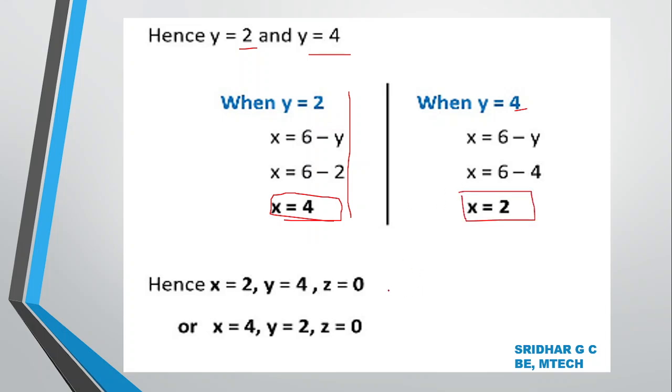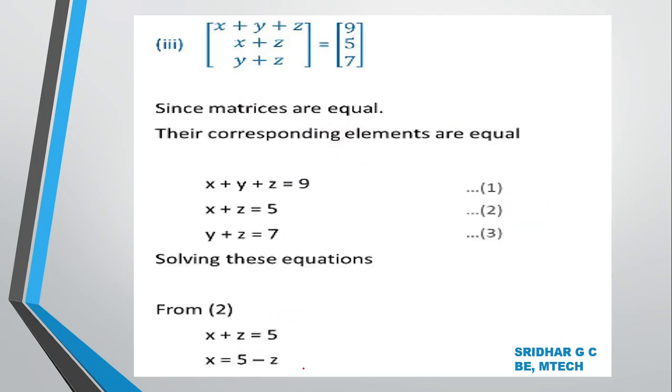Now we will get the two sets of values for x and y. Z will be 0 only. So hence x equals 2, y equals 4, z equals 0, or x equals 4, y equals 2, z equals 0. These are the two conditions for x, y and z values. Next, solve for this one.